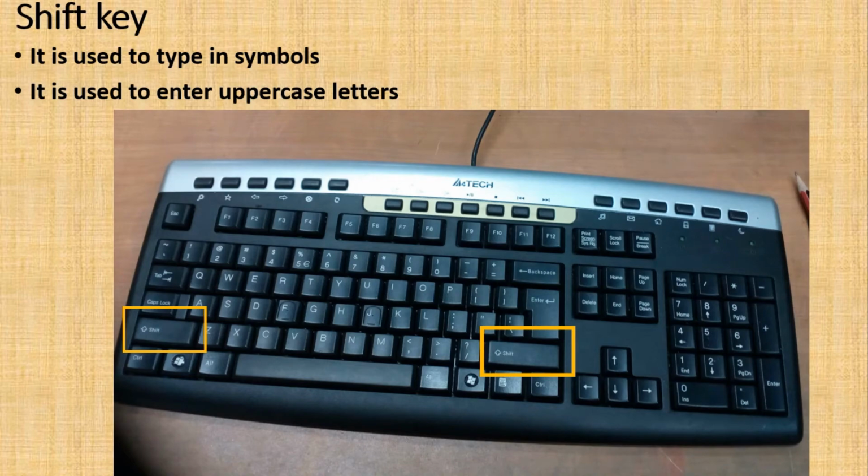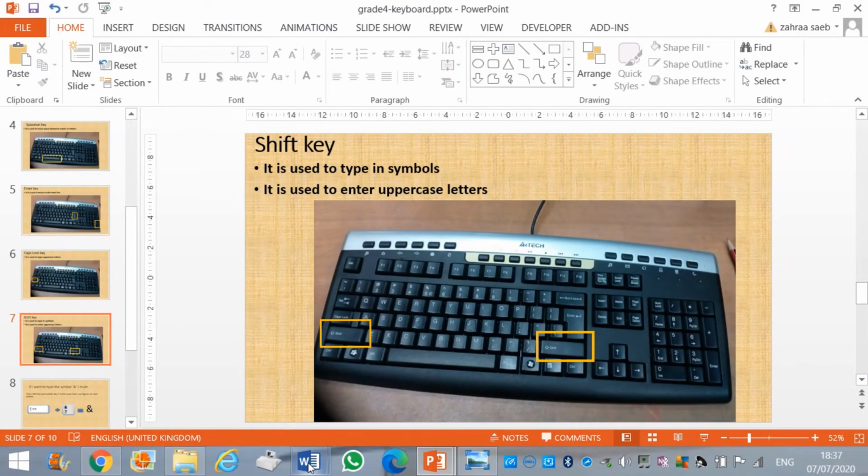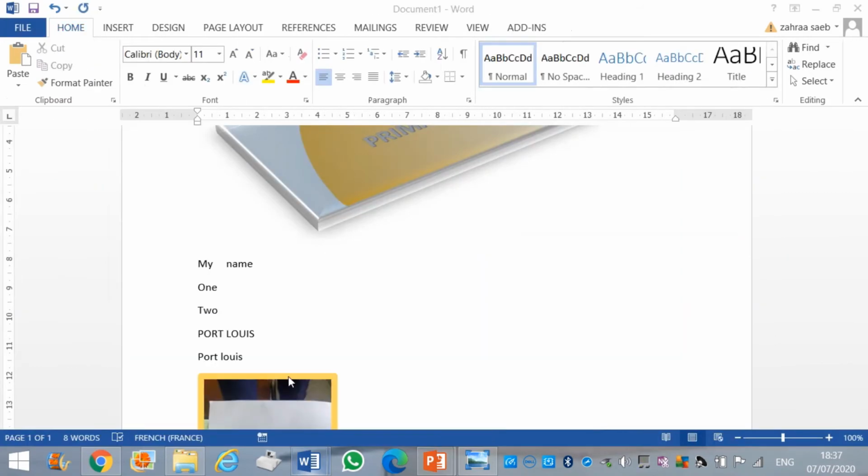Let's go through an example. For a symbol, if I want to enter the ampersand symbol, one finger must be on the shift key and the other finger on the key number 7 to obtain the symbol &.